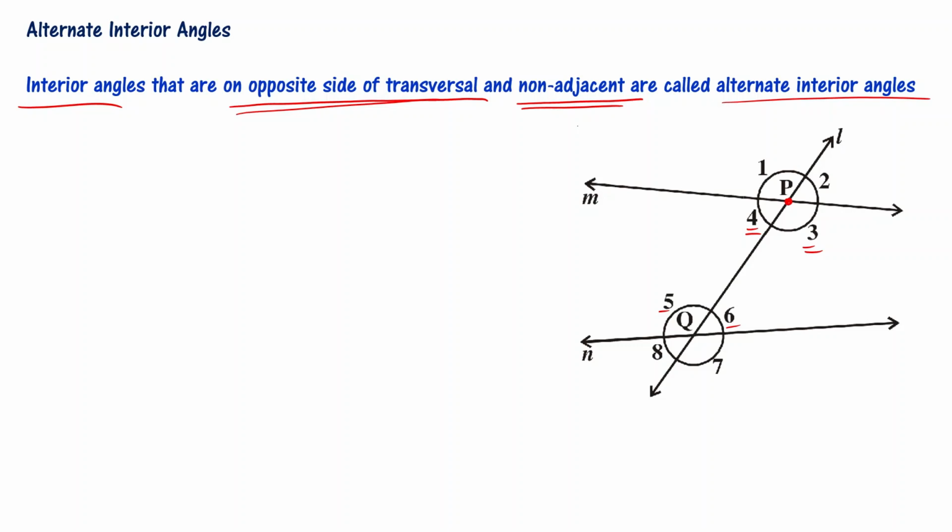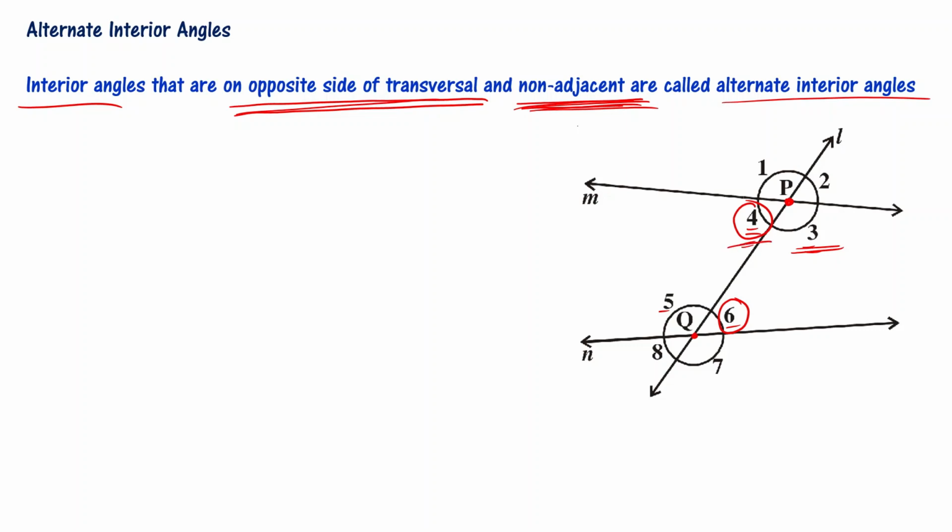Alternate interior angles అంటే ఏమవ్వాలి? They have to be on the opposite side of the transversal and they should not be adjacent. Meaning interior angles లో 6 and 4 చూసామనుకోండి, these are on the opposite side of the transversal, right? 6 and 4, these are opposite side of the transversal and they are not sharing a common vertex, right? 3 and 4 opposite side ఉన్నా కానీ కామన్ వర్టెక్స్ ని షేర్ చేసుకుంటున్నాయి. 5 and 6 opposite side లో ఉన్నా కానీ కామన్ వర్టెక్స్ ని షేర్ చేసుకుంటున్నాయి. సో those are not the pairs.